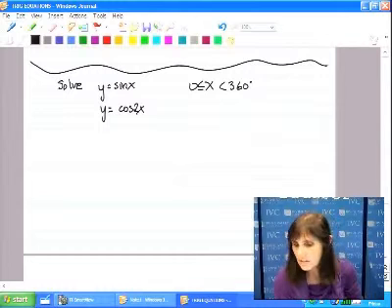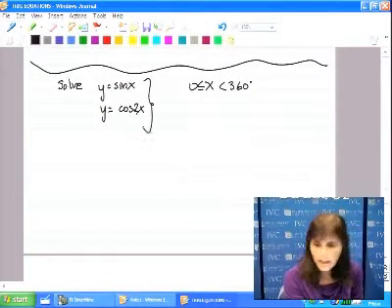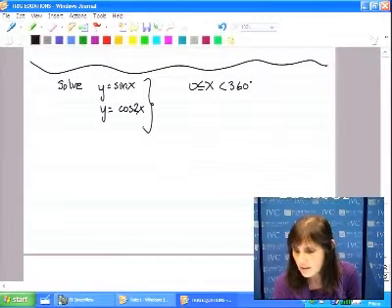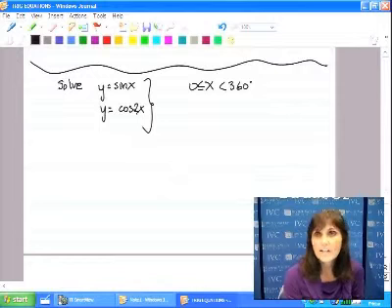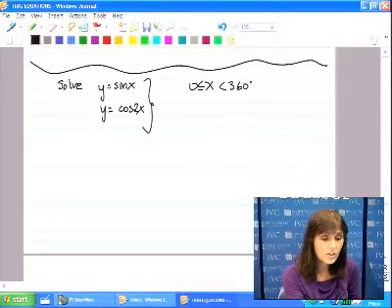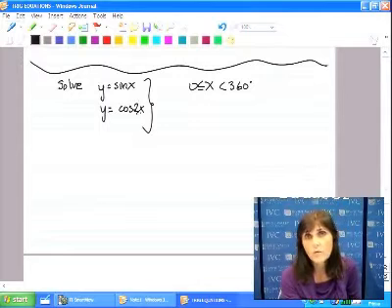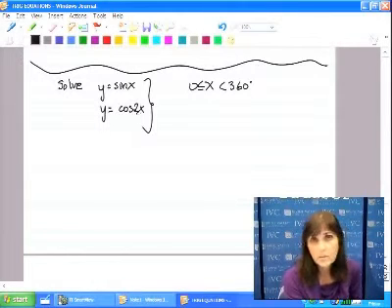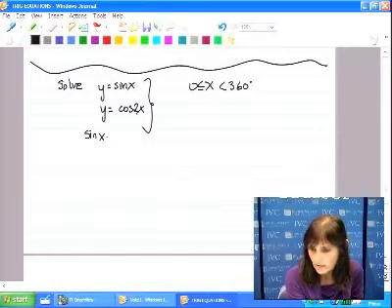Now, what do I do with this? I have a sine x and cosine 2x. But the thing is, if you remember your simultaneous equations, they are both y. That means sine x and cosine 2x are going to equal each other because they're both y. So you have sine x equals cosine 2x.